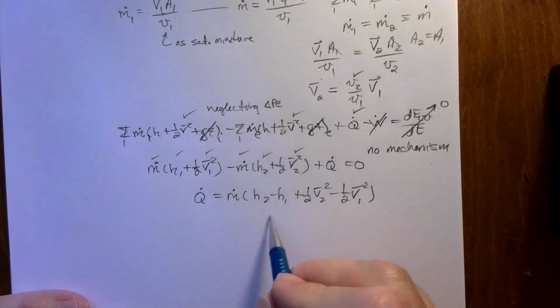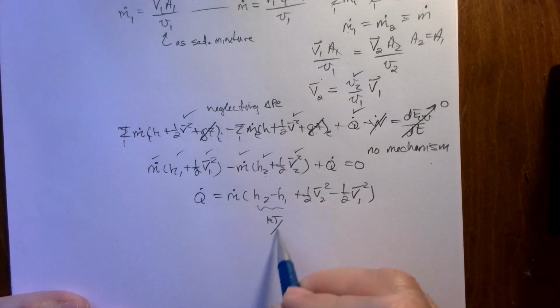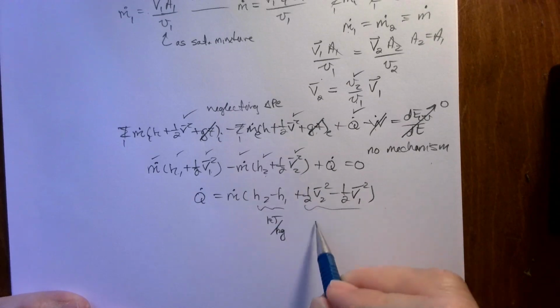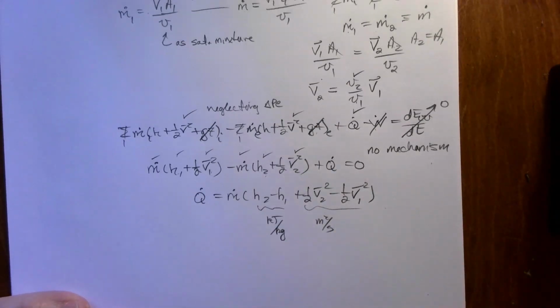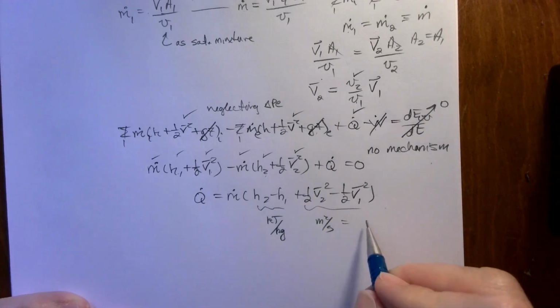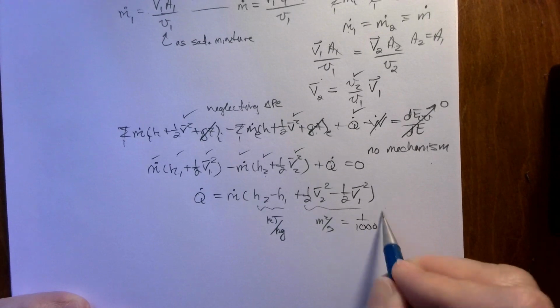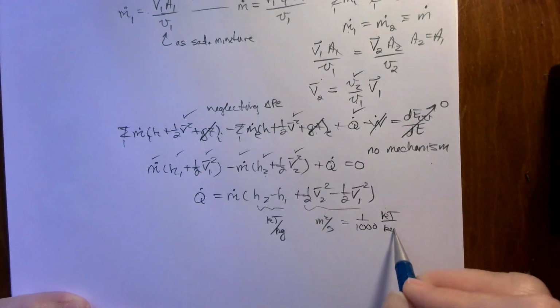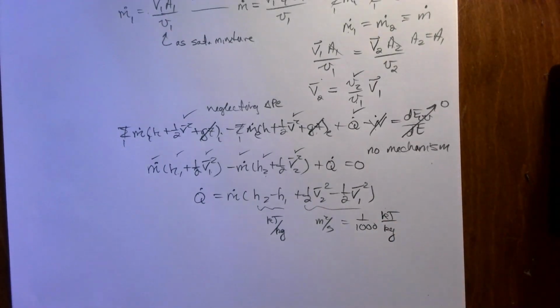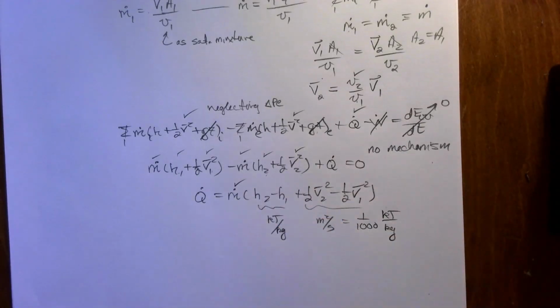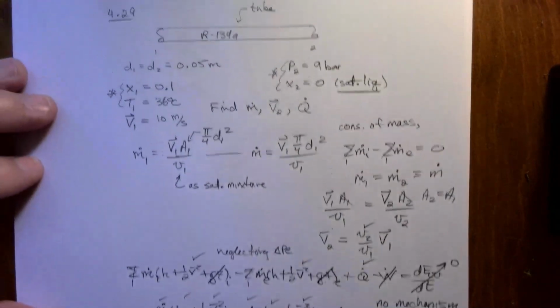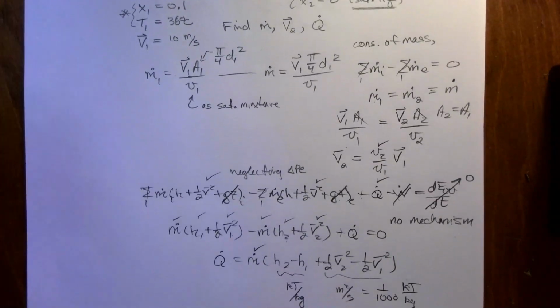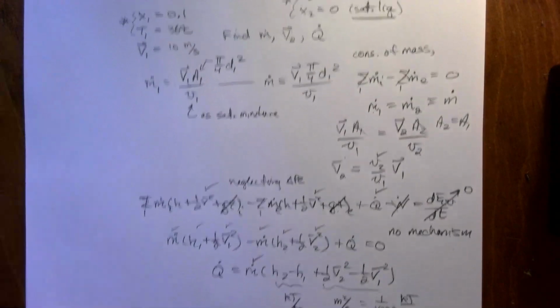Alright, so remember that the units for h are going to be in kilojoules per kilogram. The units for the kinetic energy are going to be in meters squared per second squared. Alright, and 1 meter squared per second squared is 1 over 1,000 kilojoules per kilogram. So you have a units conversion to figure on that. Okay, so that now can be computed. So we've done the analysis work on this to figure out how to solve this problem.